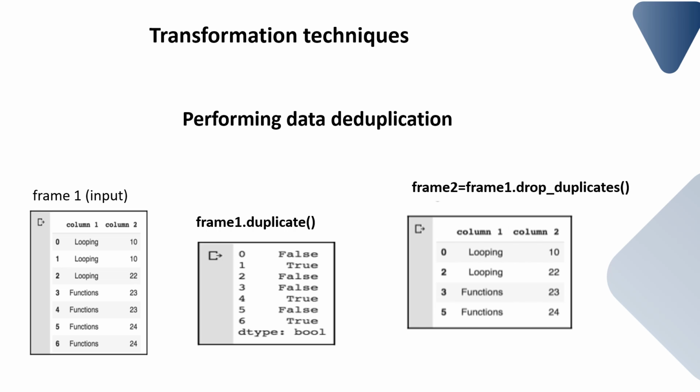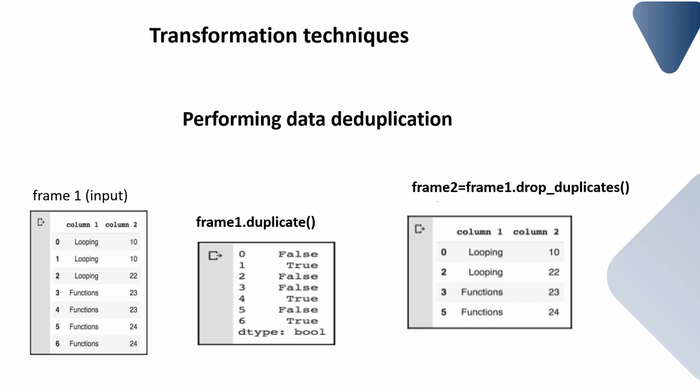So we check frame1.duplicated. The first one is looping 10. Looping 10 is an original element, so it is not a duplicate, and the condition is false. Next looping 10 is a repeated element, so the duplicate condition is true. Next looping 22 is an original element, so it is not a duplicate and the condition is false.